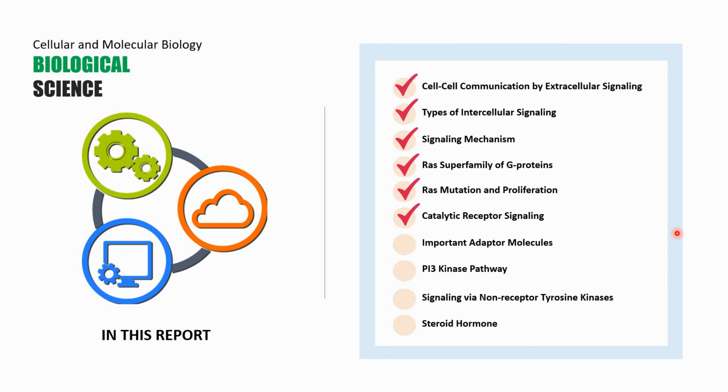Catalytic receptor signaling. Remember, meron siyang 3 parts. Okay, so yung ligand binding site, transmembrane, and yung active site sa loob. Yung catalytic site. And then important adapter molecules. We also talked about the phosphoinositide 3 kinase pathway. We also talked about signaling via non-receptor tyrosine kinases. Actually, we also talked about signaling via tyrosine kinases, receptor tyrosine kinases. And then lastly, we talked about steroid hormones.